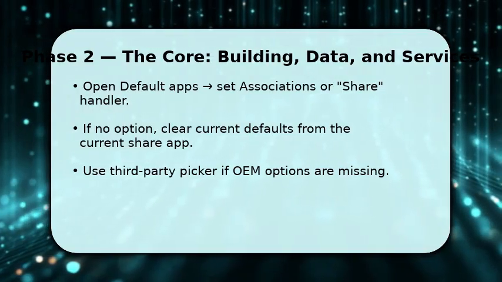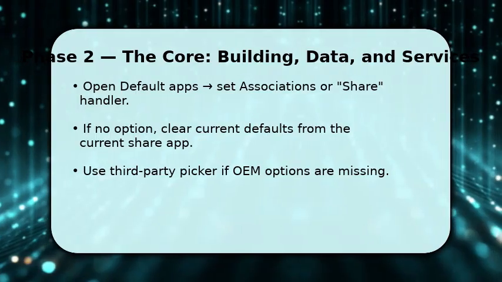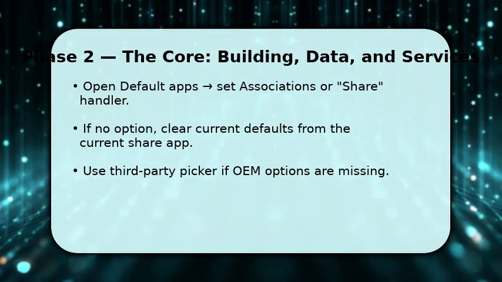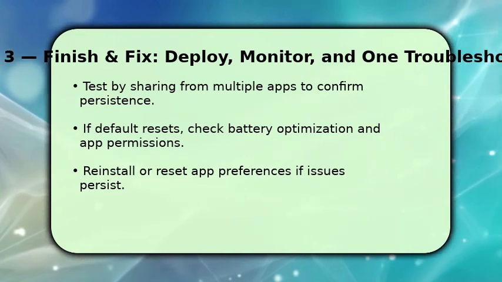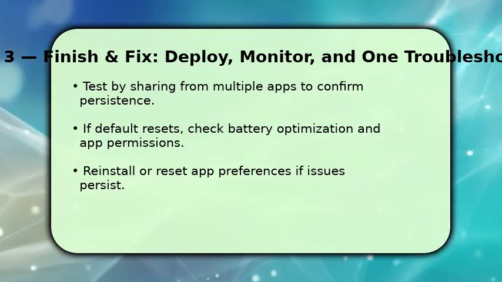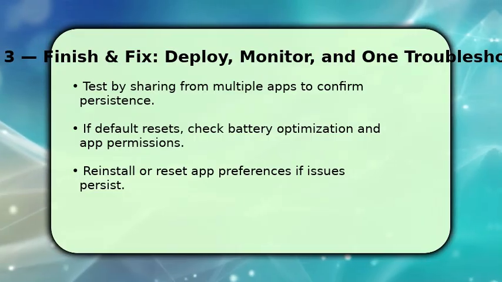If Android offers no prompt, install a trusted share picker utility and set it as default instead. Finally, verify the change by sharing from several different apps to confirm the default sticks. This proves the system recognizes the association.